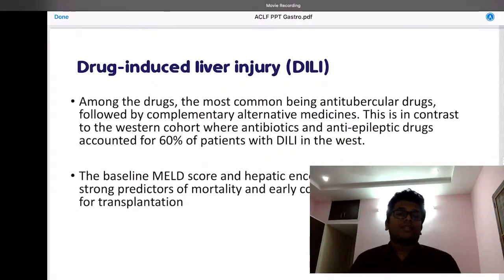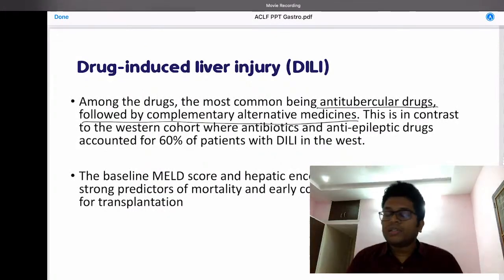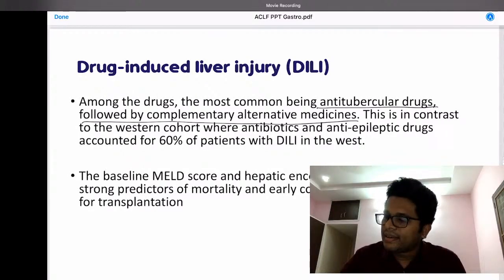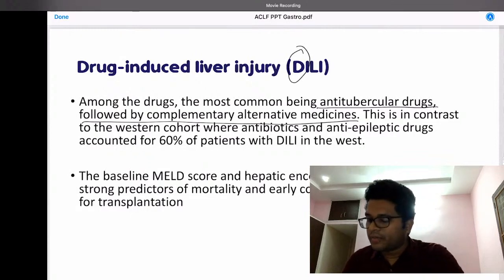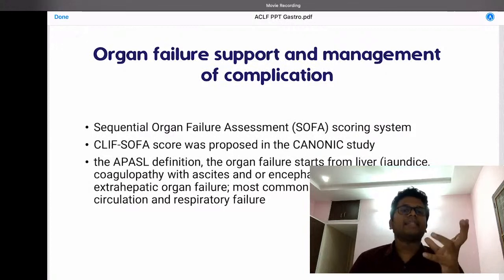Now, among the drugs, the most common in India is anti-tubercular drugs, followed by complementary alternative medication, which is most commonly implicated. Okay. Now, this is in contrast with the Western cohort where anti-epileptic drugs are implicated. Now, the baseline MELD score and hepatic encephalopathy were strong predictors of mortality and for early consideration of transplant. So, DILI is again an etiology where specific treatment can be done in a few settings. So far we are seeing two implications in the management.